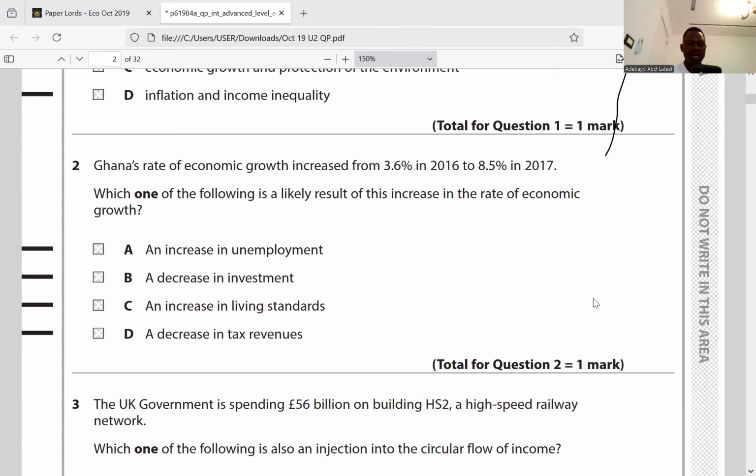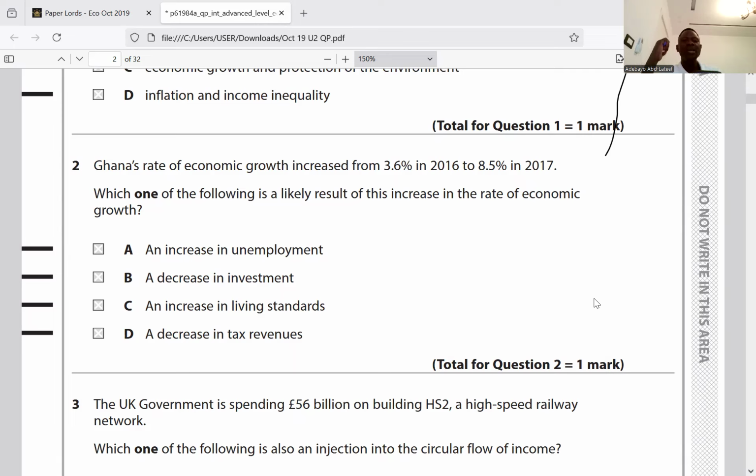For question 2, they said, Ghana's rate of economic growth increased from 3.6% in 2016 to 8.5% in 2017. Which one of the following is the likely result of this increase in the rate of economic growth? What's economic growth anyway? Economic growth is when there's a positive output gap for more than 2 consecutive quarters in the economy. That's economic growth. Okay. Well, just tell me economic growth simply means an increase in the country's output. And don't take it to recession, please.